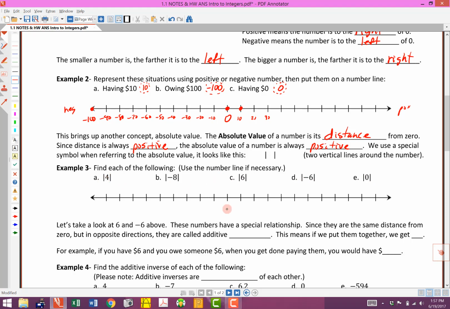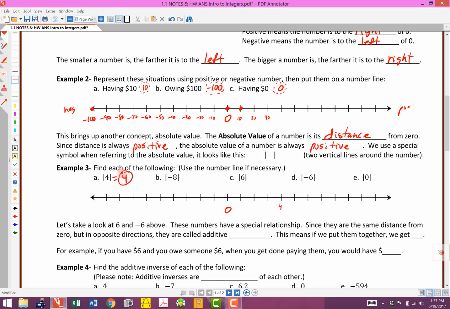So we're going to go ahead and do that. I'm going to put 0 right here. The number 4 is right here. And the question here is, how far is that from 0? So we count these, 1, 2, 3, 4. Well, the answer to that is it's 4 units from 0, and that answer's got to be positive because it's a distance.